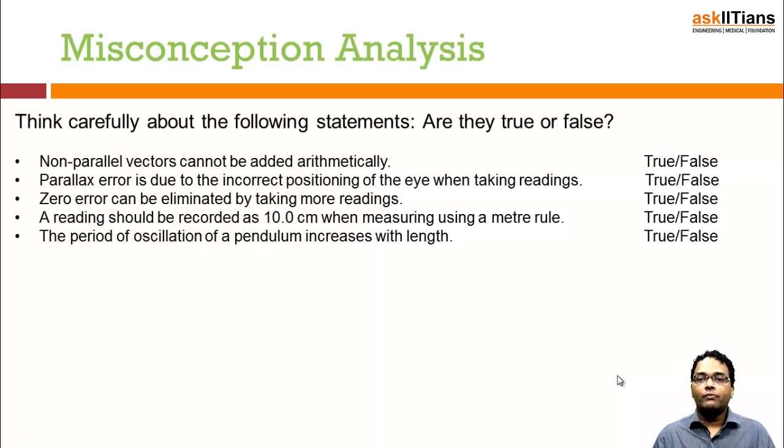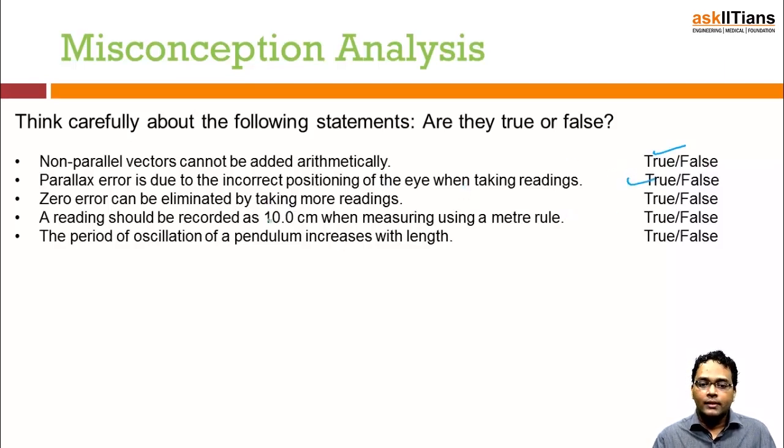That's true. Because when the vectors are moving along different directions, you cannot add them up. Only when they move along the same direction, then you can add them up. Right? So this is true. Parallax is due to the incorrect positioning of the eye when taking readings. Obviously, we have just learned it.